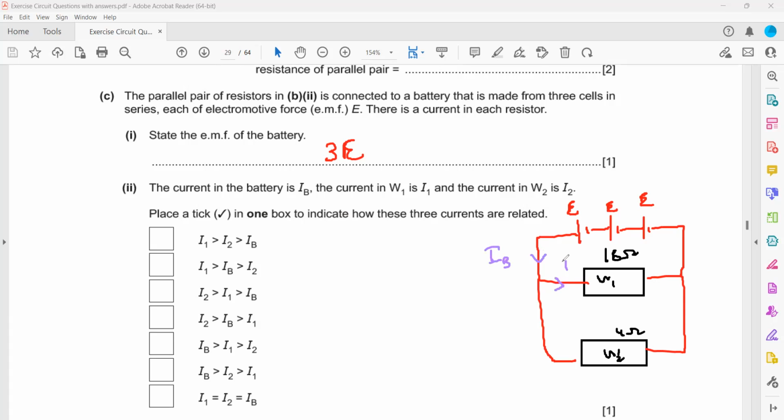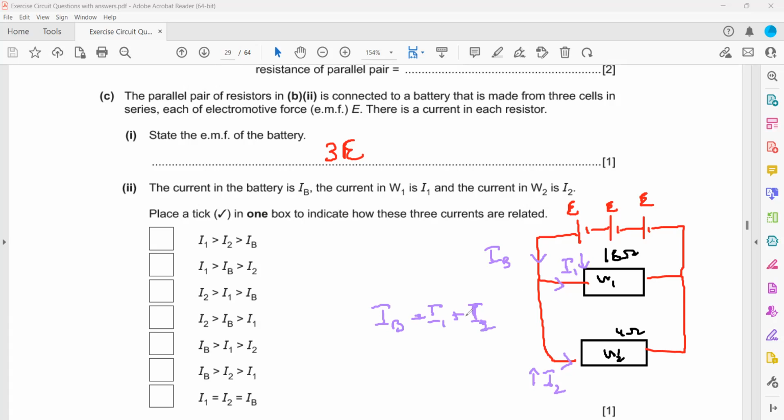There is a current in the first resistor, I1, and there is a current in the second resistor, I2. So what happens in parallel: the current divides. The total current will divide between the branches. The one with the lower resistance will have the higher current. So more current will flow through the second resistor, which has the lower resistance, and a small amount of current will flow through I1. And the total IB will be equal to I1 plus I2. The total current will be equal to the sum of the currents in the individual branches.